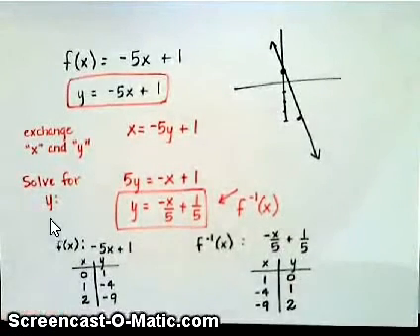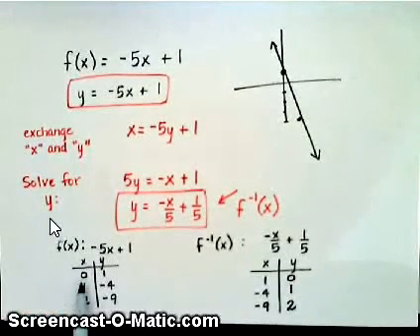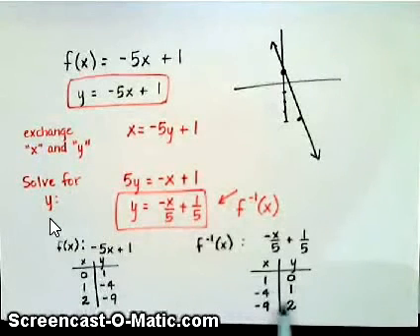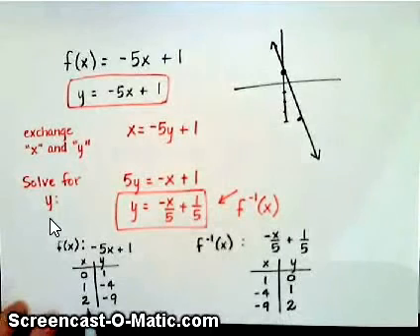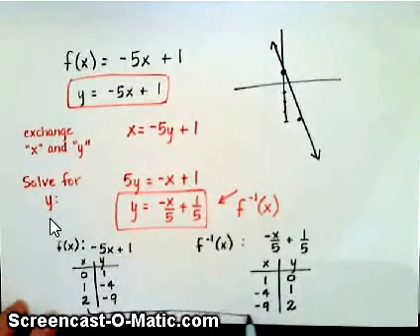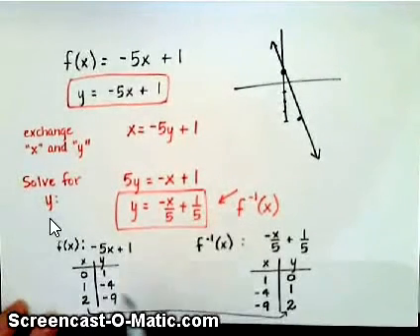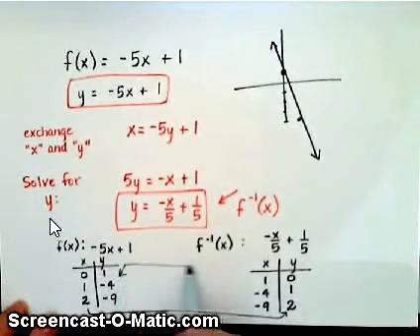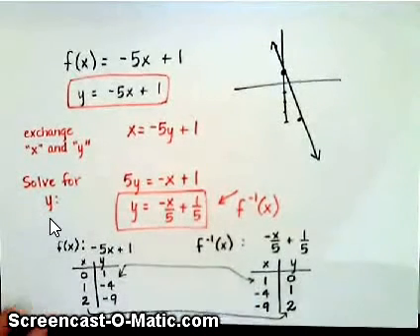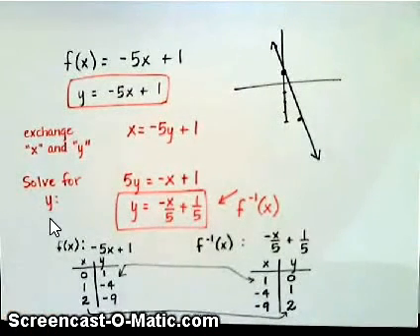Now, if you notice what just happened, the x's and y's in the original function switched places in the inverse function. So the domain of this function became, watch my pen, the range of this one, and the range of this one became the domain of this one. This is the definition of an inverse function. An inverse function occurs when the domain becomes the range and the range becomes the domain of the new function.